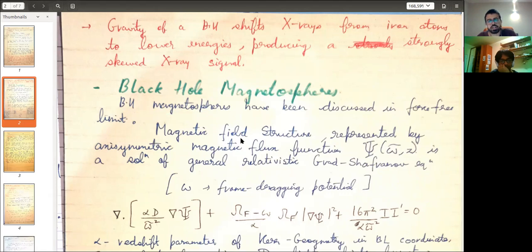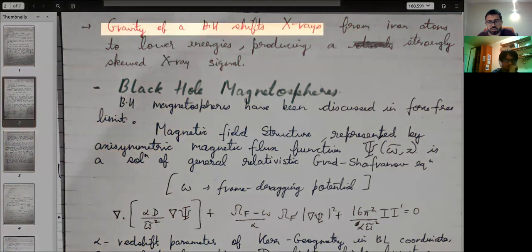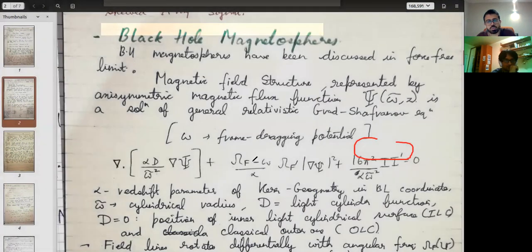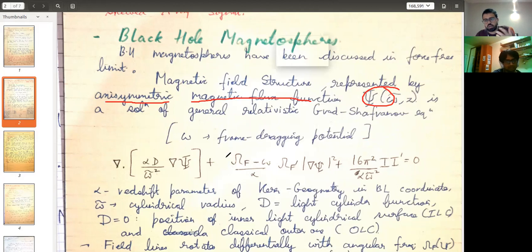what was happening is that the magnetic field structure, which was represented by this axisymmetric magnetic flux function, which was this. This was generally a solution of something which is called the Grad-Shafranov equation. Anyways, you have general relativistic equations and you just try to solve them, and in the end there are these differential equations all around. So this is one of the important equations, in which this guy was important. There was this axisymmetric magnetic flux function psi, and that was sort of evolving.